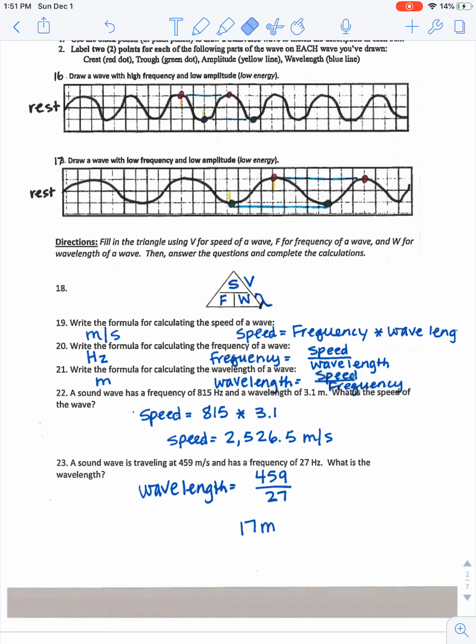it says here that a sound wave has a frequency of 815 hertz. So they gave me the frequency and a wavelength of 3.1 meters. So they gave me a wavelength, they gave me a frequency. What is the speed? So I'm solving for speed.